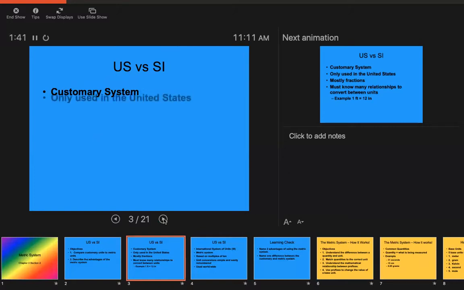The customary system of measurement is only used in the United States. It used to be used on a global level, but the rest of the world has gotten away from it. The United States, along with, I think, Myanmar, a really tiny country, still use the customary system, but everyone else is on to metrics.